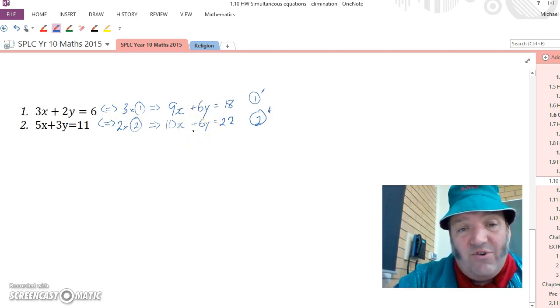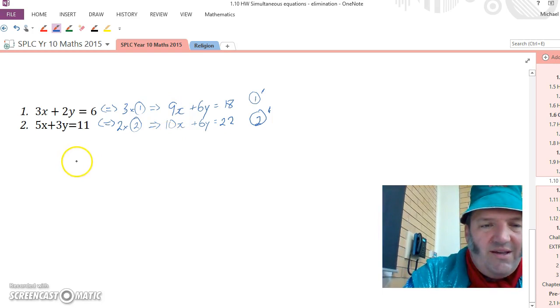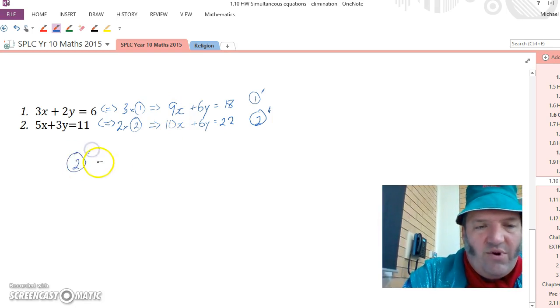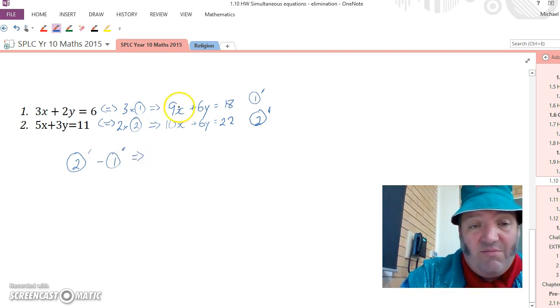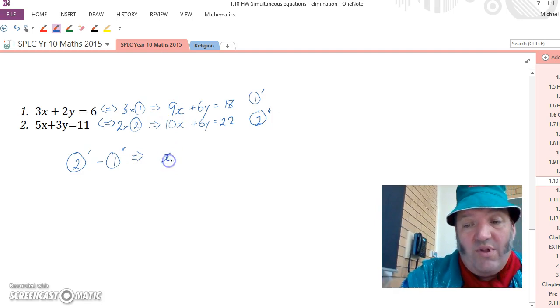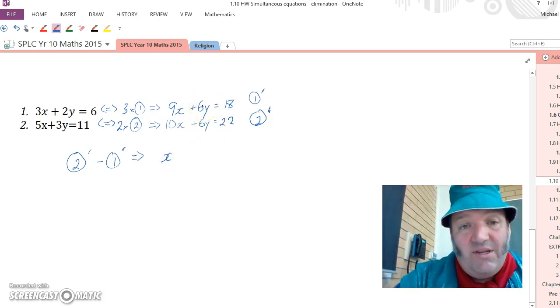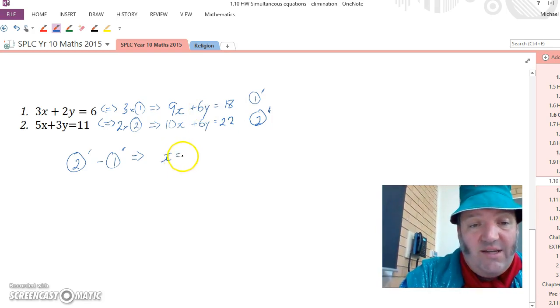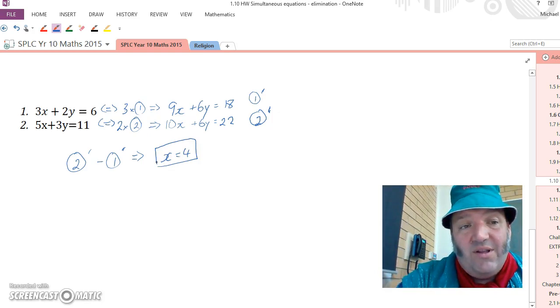So I want to do some subtraction to eliminate those. Now, whilst I could do the top one minus the bottom one, it's going to be a lot nicer if I do 2 prime minus 1 prime, the bottom one take away the top one. Because then I'm going to have 10x minus 9x. Well, that's just x. 6y minus 6y, we know that disappears. 22 minus 18, x equals 4. I got my answer that quickly.